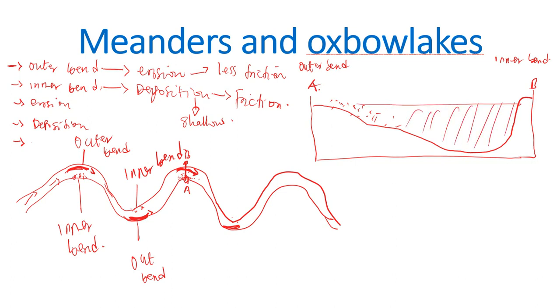So what I now have here is deposition. So there is deposition, there is friction. So it is not deep. So it will now form what is called, as the water moves downward, you see here is gentle. So that is what is referred to as the slip-off slope.